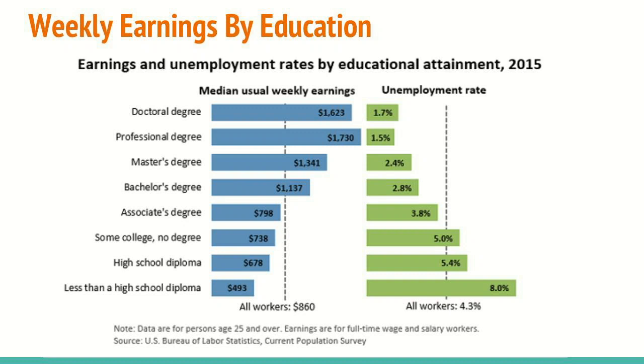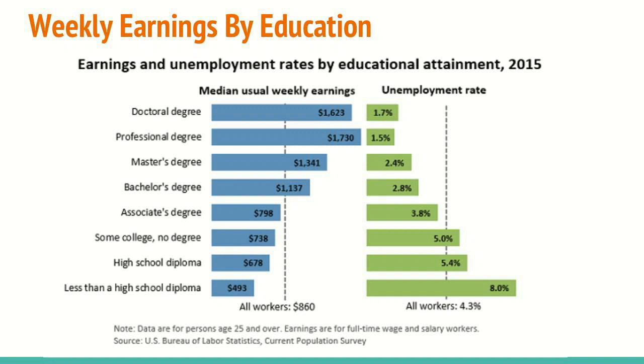So in this one, you take a look at the associate's degree. Somebody with an associate's degree makes, as a median, $798 a week, where somebody that has a high school diploma makes $678 a week. You'll notice that gray line right down the middle is the median for all workers of any education background, and that's $860.